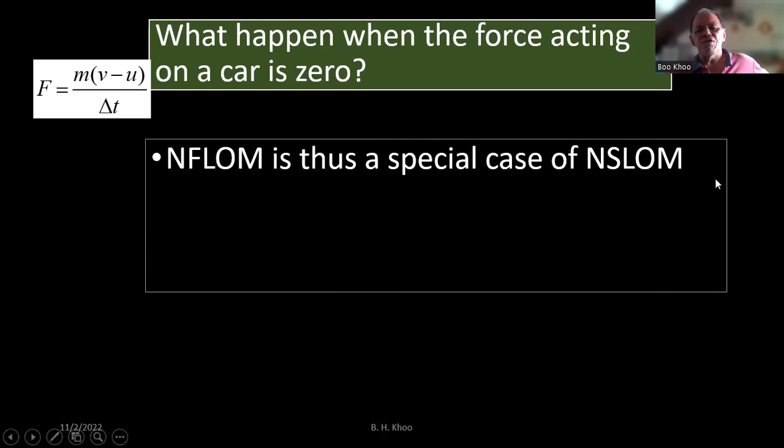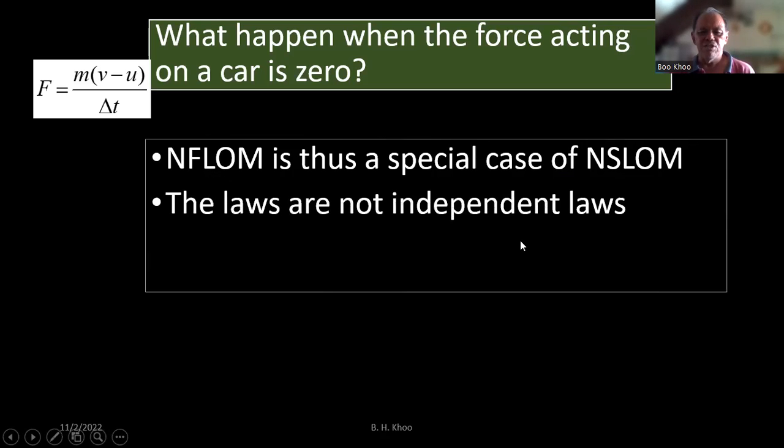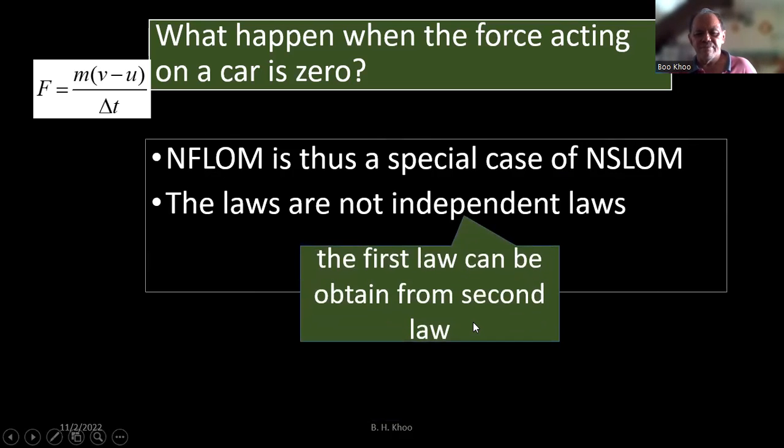So Newton's first law of motion is a special case of Newton's second law of motion. And that means they are not independent laws. The first law is a special case of the second law. We don't need the first law, we can derive it from the second law. That's why we say the laws are not independent. The first law can be obtained from the second law.